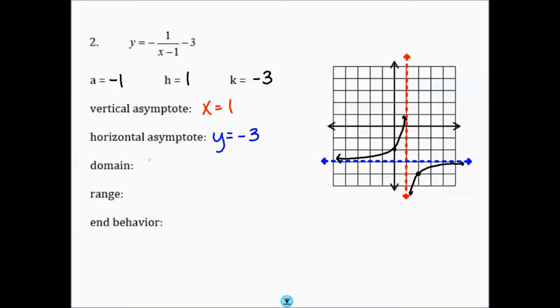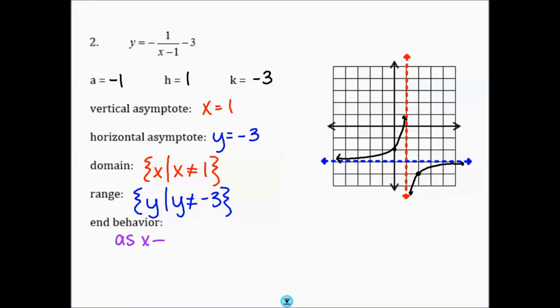Now, we said that the domain is related to the vertical asymptote. So our domain is x such that x does not equal 1. And our range is related to the horizontal asymptote, so that will be y such that y is not equal to negative 3. For our end behavior, both ends are approaching the horizontal asymptote, so we can write our end behavior as x approaches positive and negative infinity, f of x approaches negative 3.